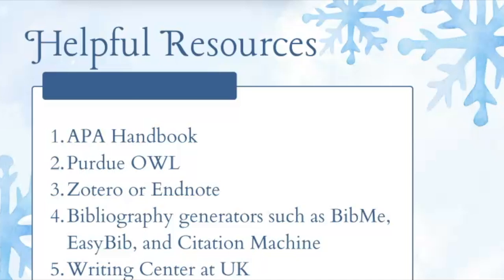Purdue OWL, which I'll show you in just a minute. Many people are familiar with that, but I'll just do a quick view of that. Zotero and EndNote are two other reference systems that a lot of people use. I talked with the UK Writing Center the other day, and the woman there recommended bibliography generators such as BibMe, EasyBib, and Citation Machine. I have not used any of those, but they came from the director at the Writing Center, so those might be great resources as well.